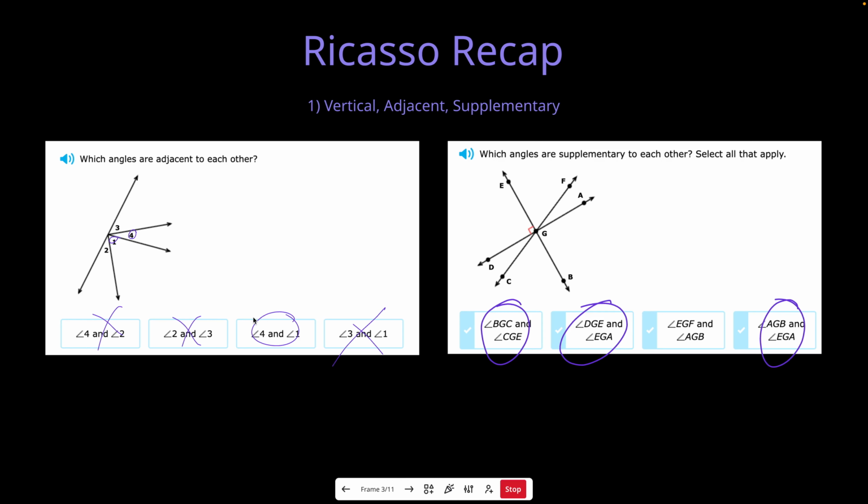Okay, quick recap. Before you start this lesson, you should already know about vertical, adjacent, and supplementary angles. You should know what those mean and how to identify them in a figure. If you'd like a refresher on any of those topics, I will link a video in the description below. Please go watch that before you start this lesson. All right, new lesson starts now.